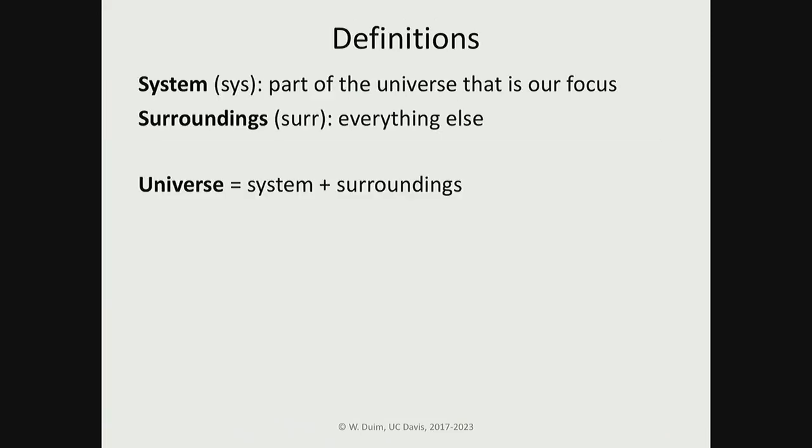So starting with some definitions. The system is the part of the universe that is our focus. It's what we care about. The surroundings is simply everything else. The universe is the system plus the surroundings. So let's say we have a system here. Everything else around it is the surroundings. Okay. And between the system and the surroundings is a boundary.